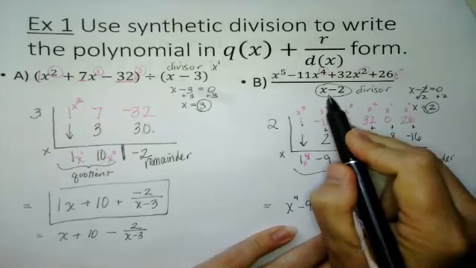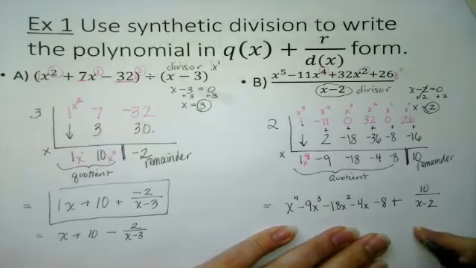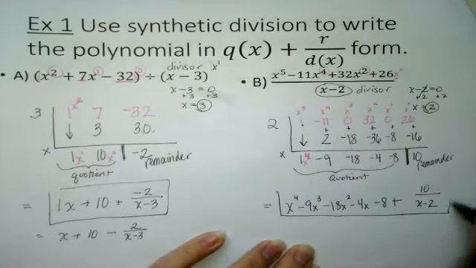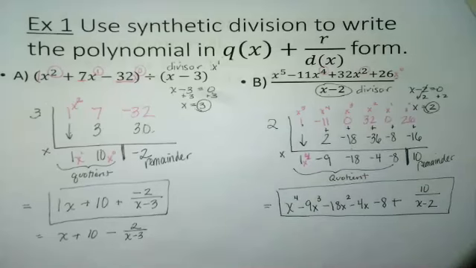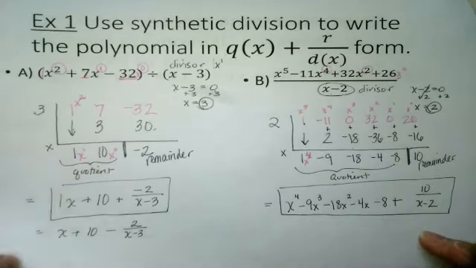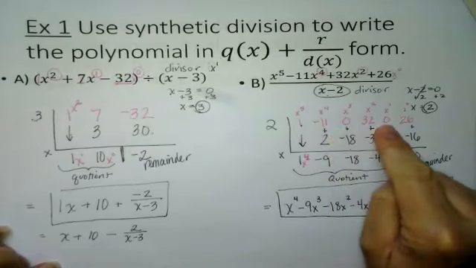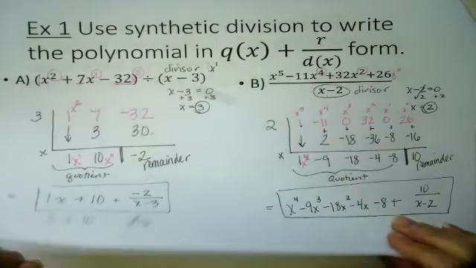The divisor was x minus 2. And so this is what I would type in. Please be careful. Don't forget your x's. Take your time writing to make sure you did it exactly correctly. All right, that is synthetic division. Remember, fill in any missing terms with zeros. You have to have them.